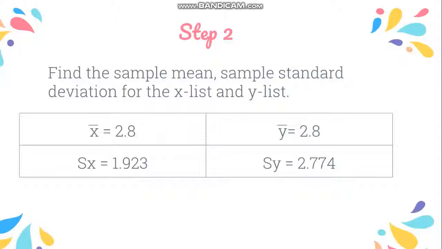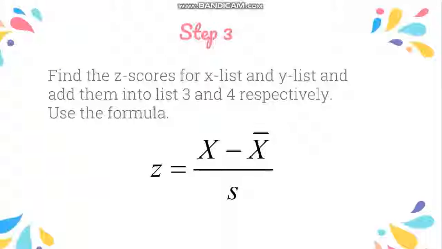The next step is to find the sample mean and sample standard deviation for the X list and Y list. So the sample mean for X is 2.8, sample standard deviation 1.923, and the sample mean for Y is 2.8, and the standard deviation for Y is 2.774.